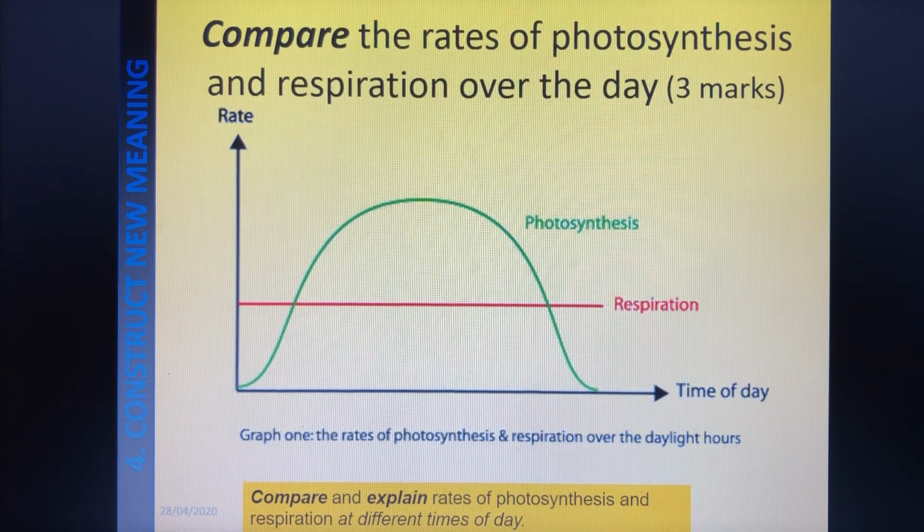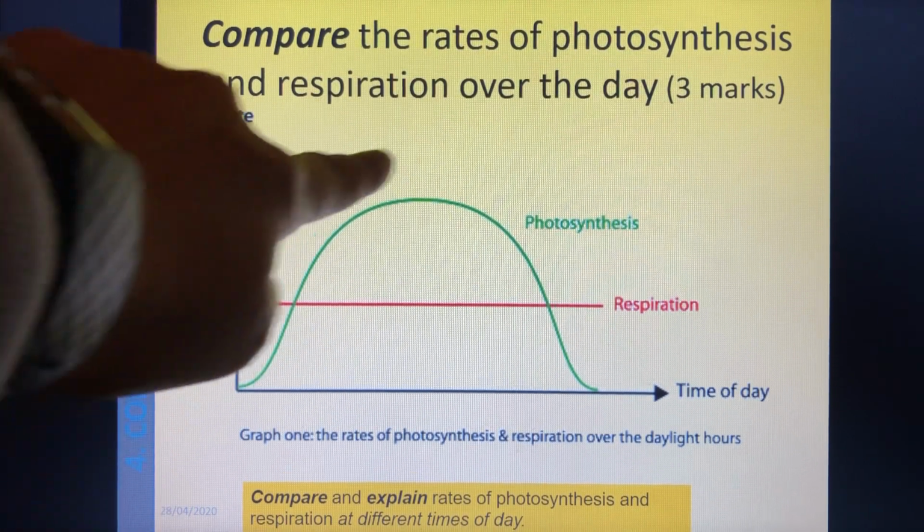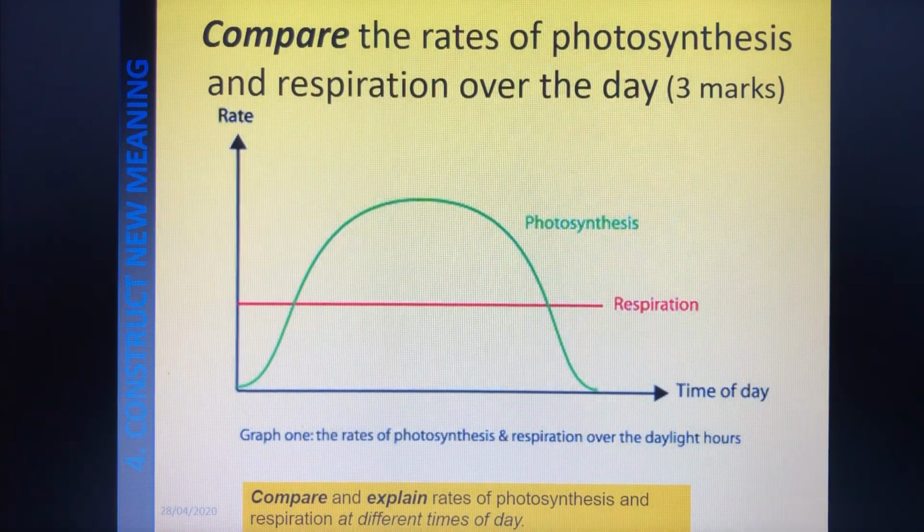So we had respiration remaining constant, we had photosynthesis only occurring in daylight hours, and we had the more light, the higher the rate of photosynthesis, as we can see by the curve on the graph there. Okay, you're probably going to need some extra time there, so if you need extra time, then pause now.